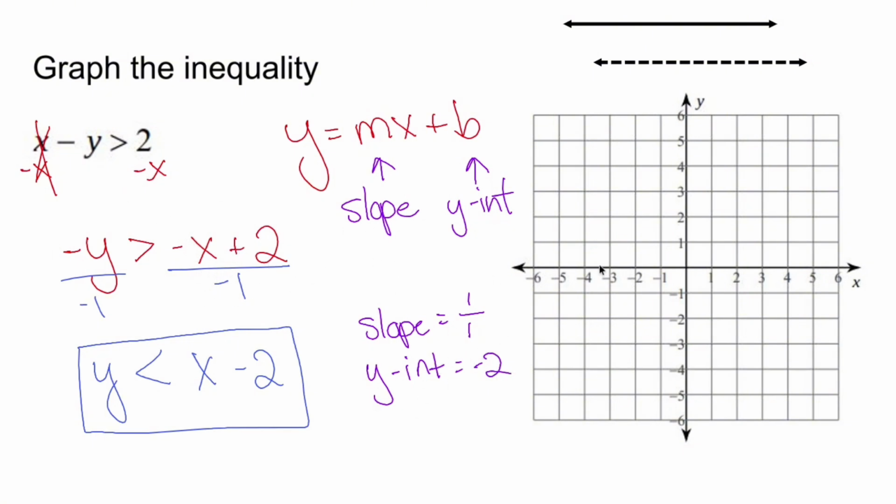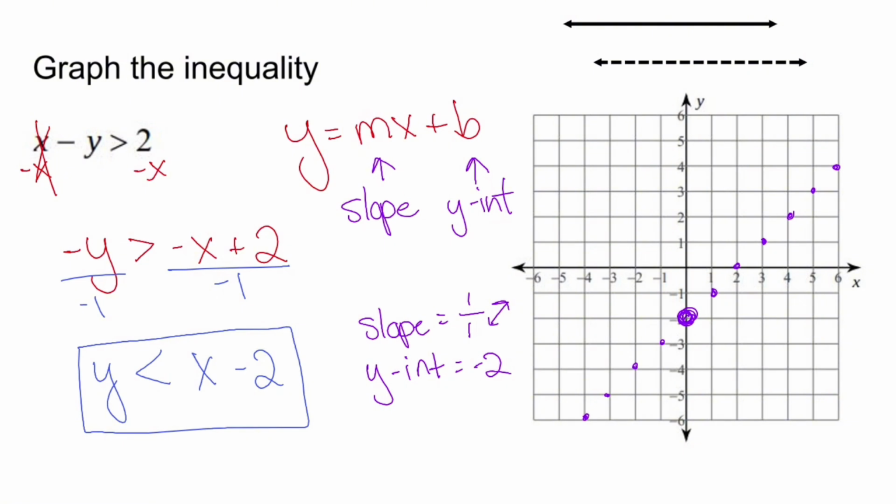We're still going to start out by putting a dot at negative 2 on the y-axis, and then we're going to use our slope to go up 1, right 1, because it's a positive slope, up 1, right 1, up 1, right 1, and make as many dots as we can. And if I can't go up 1, right 1, I can go down 1, left 1, down 1, left 1, down 1, left 1 a bunch of times. Now this is where things get brand new.